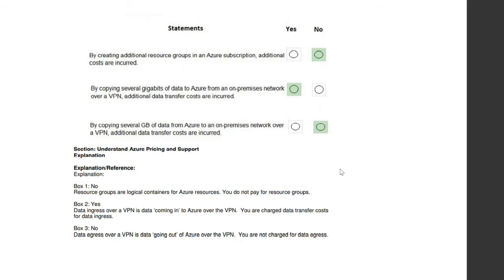The data ingress over a VPN, data coming into Azure over a VPN, you are charged data transfer cost for the data ingestion. So moving to the next question, by copying several GB of data from Azure to an on-premises network over a VPN, additional data transfer costs are incurred. So the answer over here is no. Data egress over a VPN is data going out of Azure, out of the VPN. So here you are not charged for any cost. Make sure that you understand this concept as well.